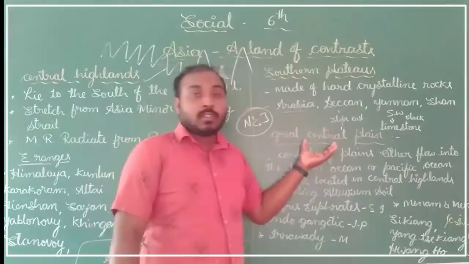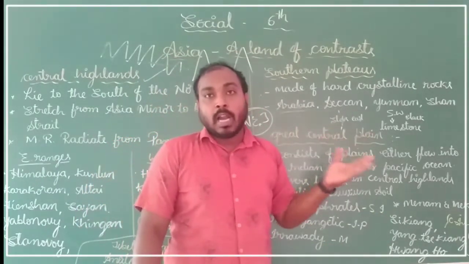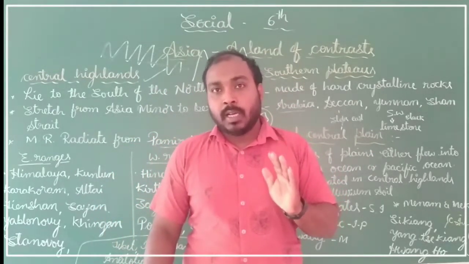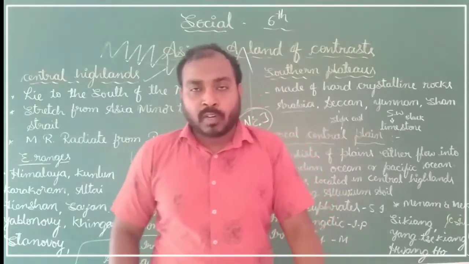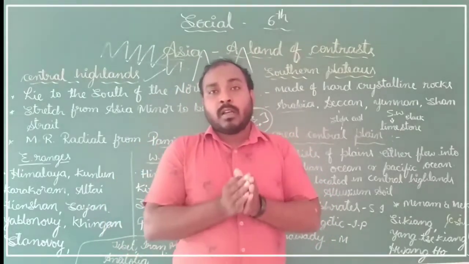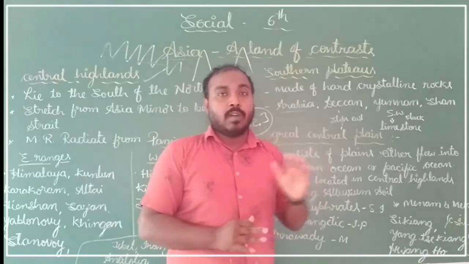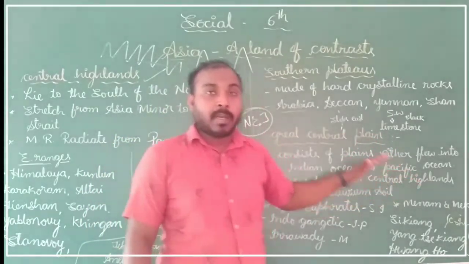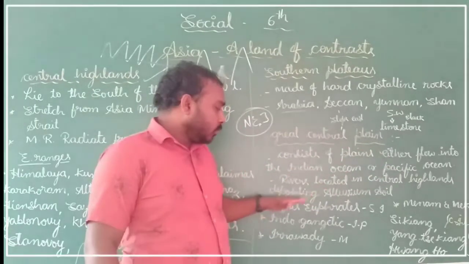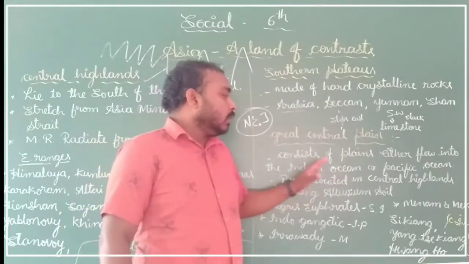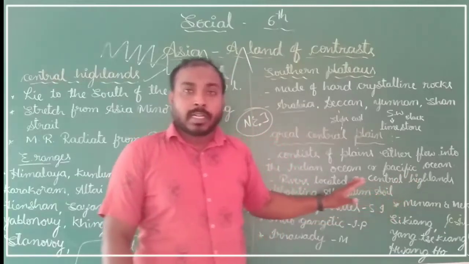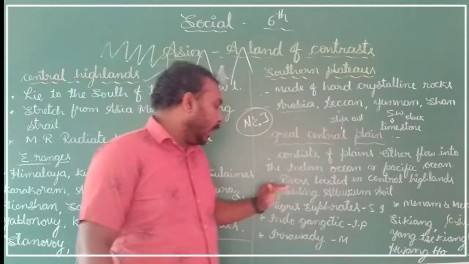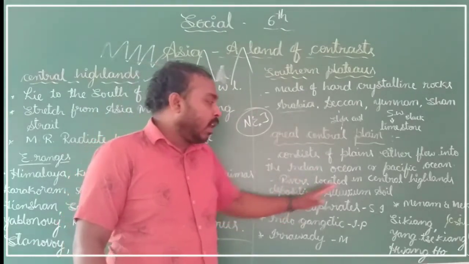So in this plain, which soil is formed? The alluvium soil. Alluvium soil is the most fertile soil in our country. As you can see, the black soil is also very fertile, but the first place goes to alluvium soil. So the Great Central Plain is formed by all the rivers depositing alluvium soil. These rivers are located in the central lowlands.